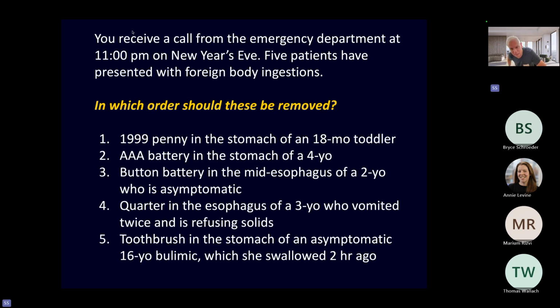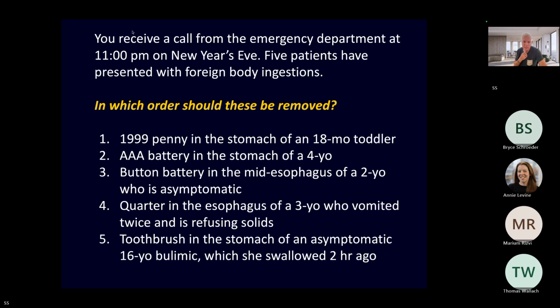So take out your pencil and paper, and I want you to answer the following question. You receive a call from the emergency department at 11 o'clock on New Year's Eve. 5 patients have presented with foreign body ingestions. Not an unusual scenario, not real common, but it happens. In which order should these be removed?